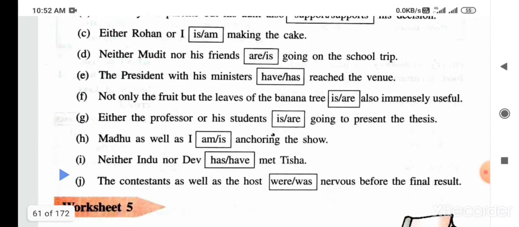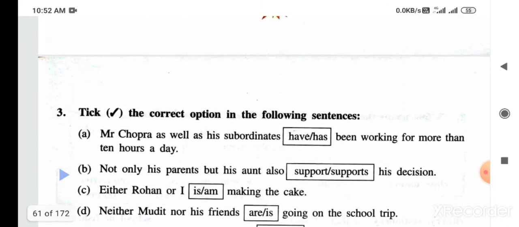Now let us do this worksheet. Tick the correct option in the following sentences. Mr. Chopra as well as his subordinates. So फर्स्ट नाउन के आधार पे होगा तो मिस्टर चोपड़ा as well as his subordinates has been working for more than 10 hours a day.